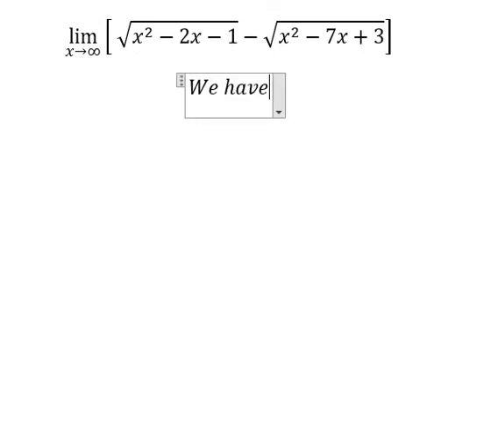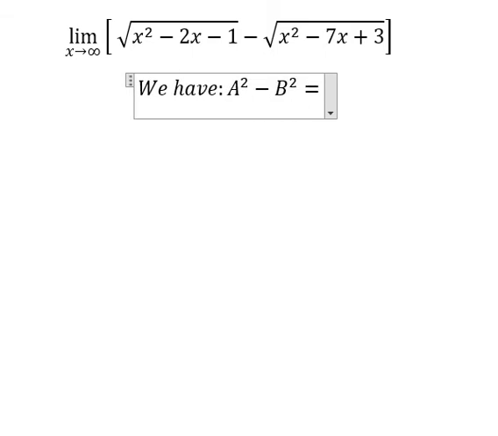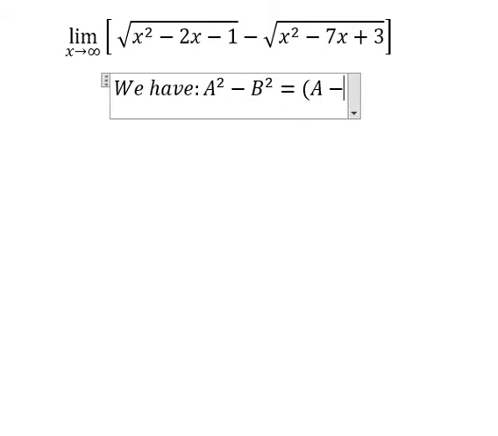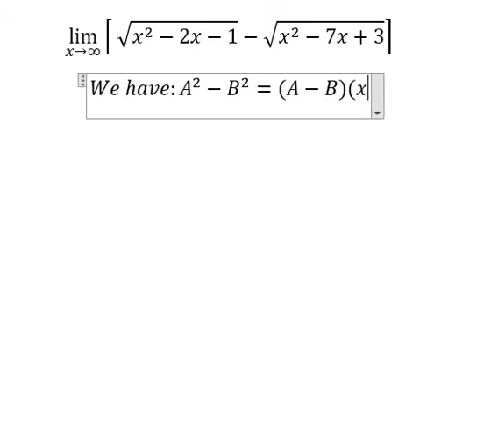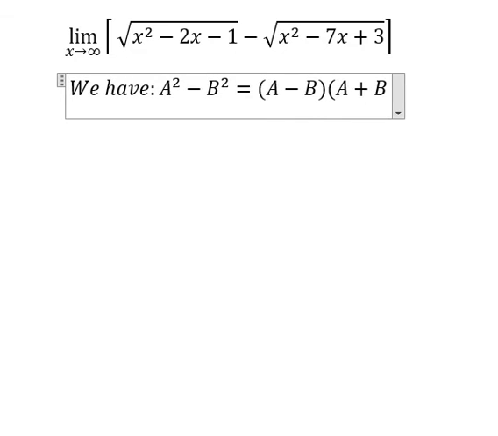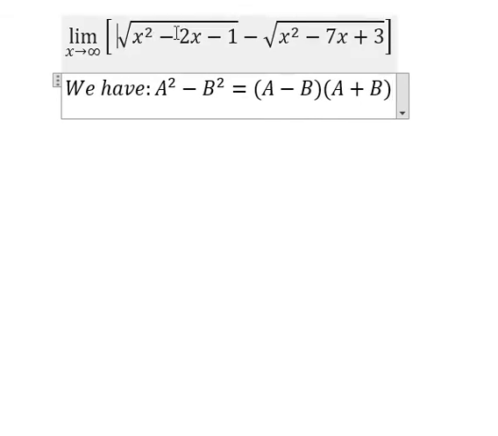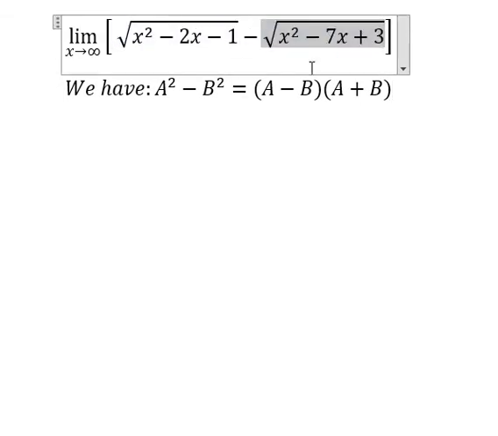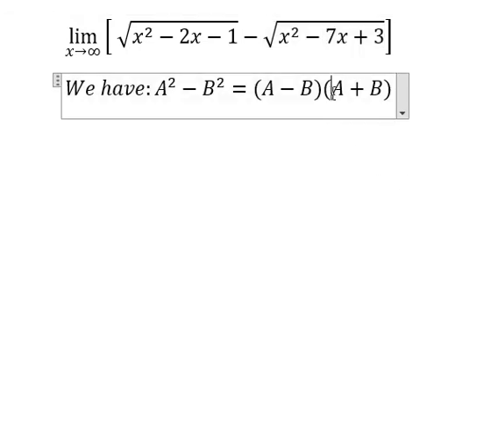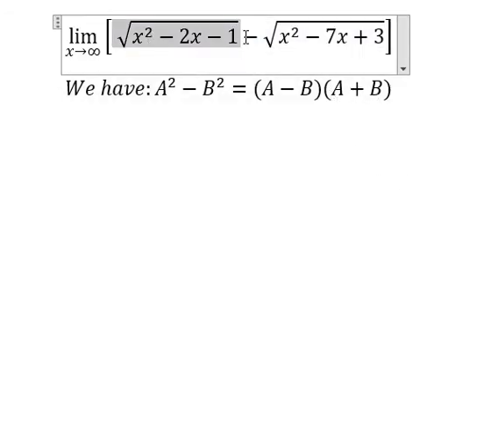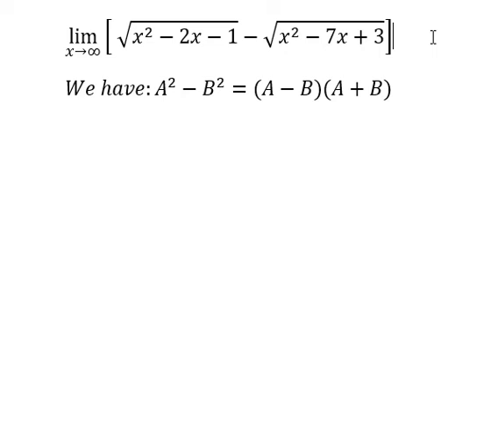We have a squared minus b squared equals a minus b multiplied by a plus b. So this one is about a, this is about b, and we have a negative sign in here. So we need to have a plus b. That's about this one plus this one, and you will get it like this.